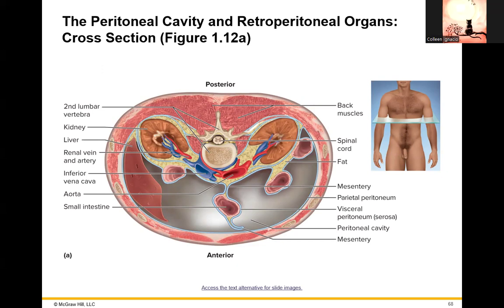We have, in this picture, you can see posterior, that's going to be the back of the patient, and anterior is the front, okay? So in this section, we can see the kidneys, we can see some vertebrae, we can see some major blood vessels, the aorta, which is the largest artery, the inferior vena cava, which is the bottom part of the largest vein, the vena cava, the small intestine. We even see the liver, okay? So this is a great section, transverse section.